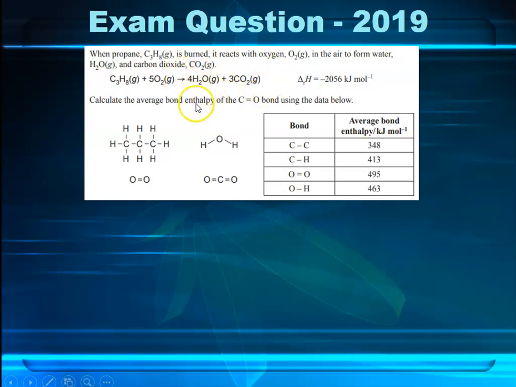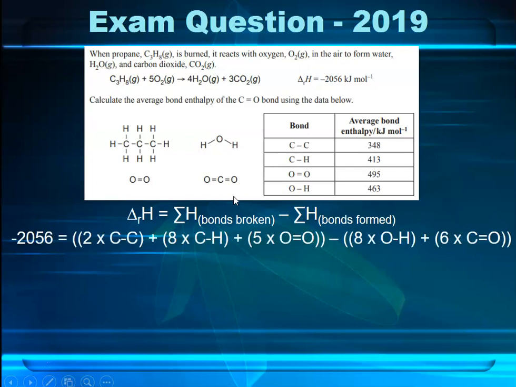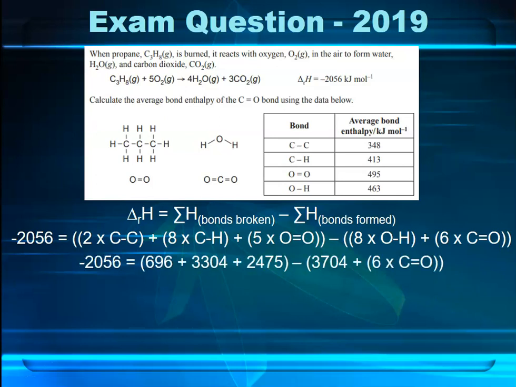Bonds being formed, we've got 4 waters. Each water has 2 oxygen-hydrogen bonds, so there's going to be 8 of those in total. And 3 carbon dioxides. Each carbon dioxide has 2 double bonds, so that's 6 in total. So start with the formula. Figure it out and substitute some things into there. So I've put the enthalpy in there and I've written down all the bonds. Then you can substitute your numbers in and calculate them.